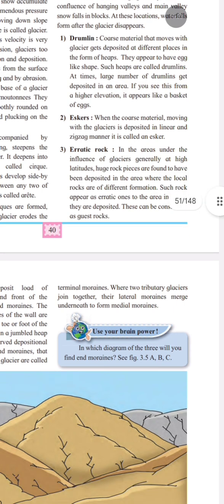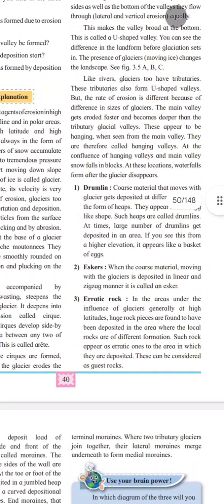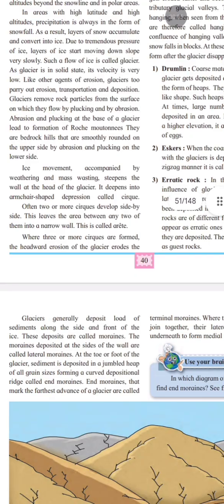Next is erratic rock. Sometimes huge rocks are transported by glaciers and deposited in an area where the local rocks are completely different. These foreign-looking rocks are called erratic rocks. You can think of them as a guest rock in that area. These were three landforms formed by glaciers. Others can be moraine also.